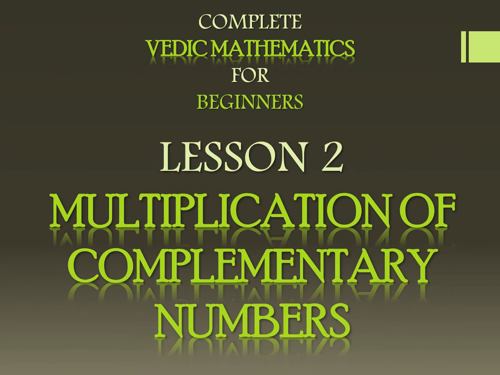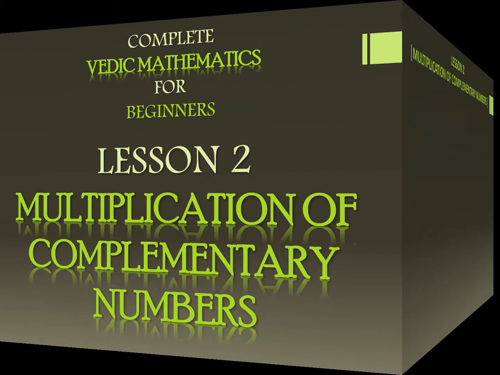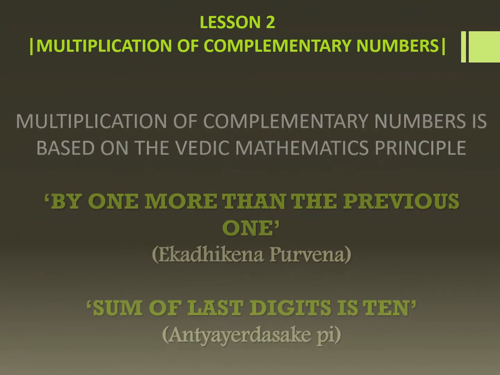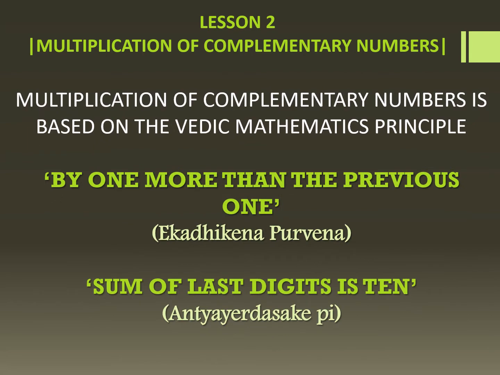Lesson 2: Multiplication of complementary numbers. Multiplication of complementary numbers is based on two Vedic mathematics principles: by one more than the previous one, and sum of last digits is 10.